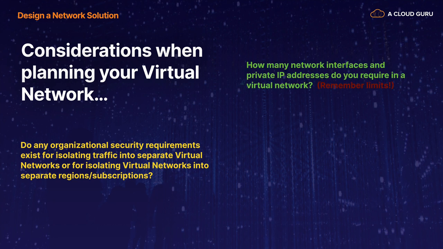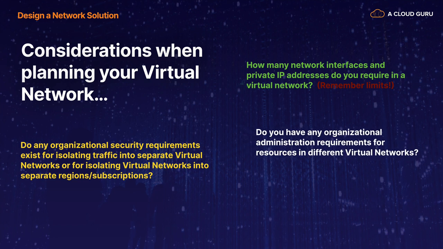How many network interfaces and private IP addresses are you going to need in your virtual network? And remember, you do have limits on how many NICs you can have in any given subscription. So if you're thinking you're going to have thousands of IP addresses, remember that you're not going to have network interfaces to match all of them. Do you have any organizational or administration requirements for having resources in different virtual networks? What that basically means is, do you need to separate your networks for different departments, for example? Do you want to have an isolated network for DevOps people, a different one for, say, business systems, and then a different one still for customer-facing services, things like that?